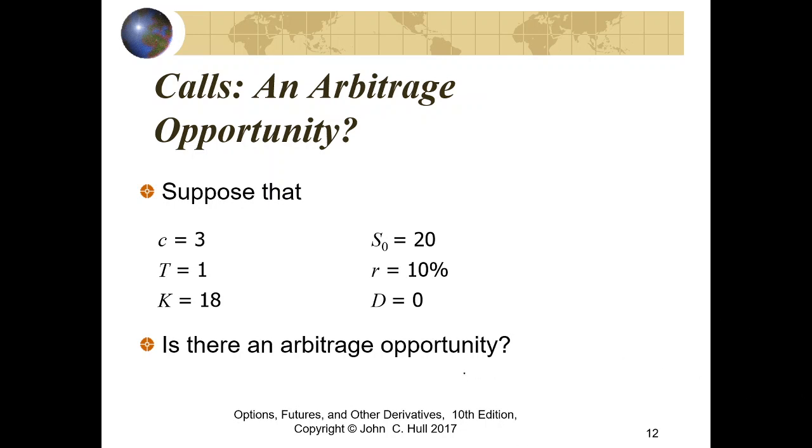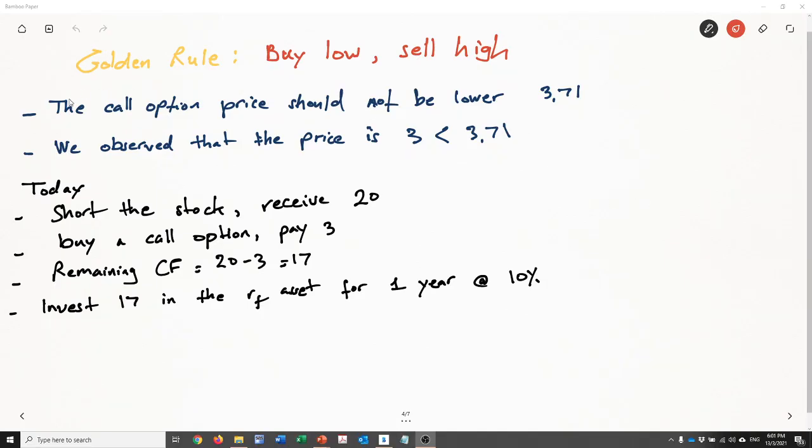Now, let's assume that someone told us that yes, there is an arbitrage opportunity because the price of the option should not be lower than 3.71. So let's assume that the call option price should not be lower than 3.71. However, we observed that the price is 3, which is lower than 3.71. So we can conclude that there is an arbitrage opportunity.